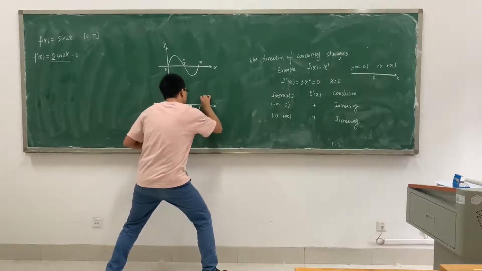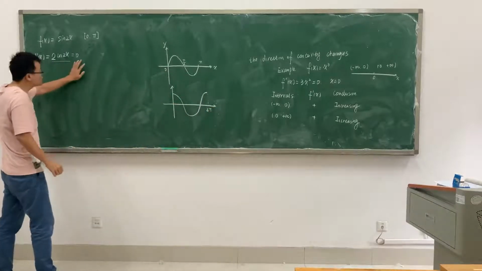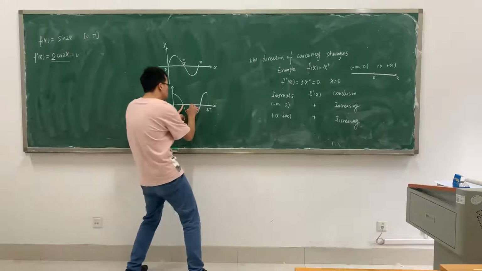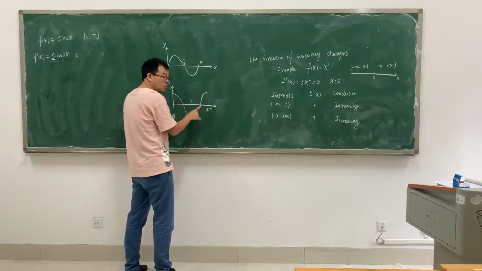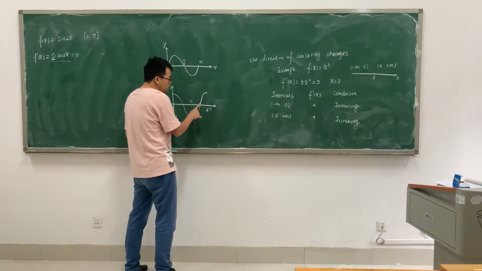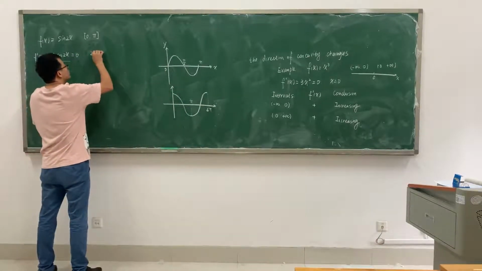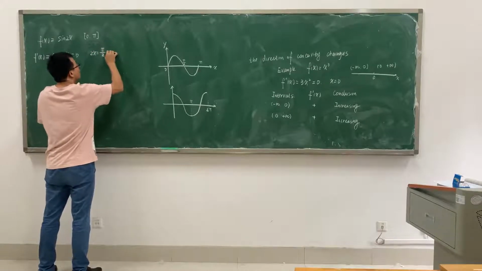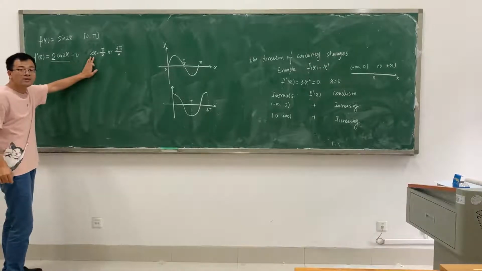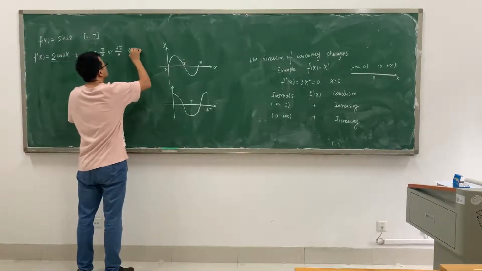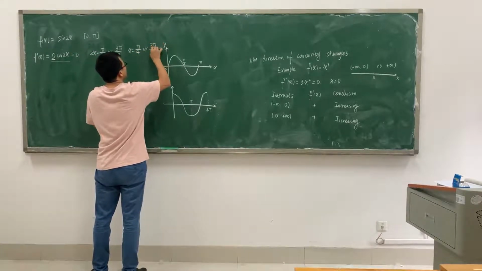Cosine looks like this. Here is 1/2 pi, here is pi, here is 3 pi by 2, here is 2 pi. So cosine what equals 0? Here 2x equals 1/2 pi or 3 pi by 2. So x equals pi by 4 or 3 pi by 4.